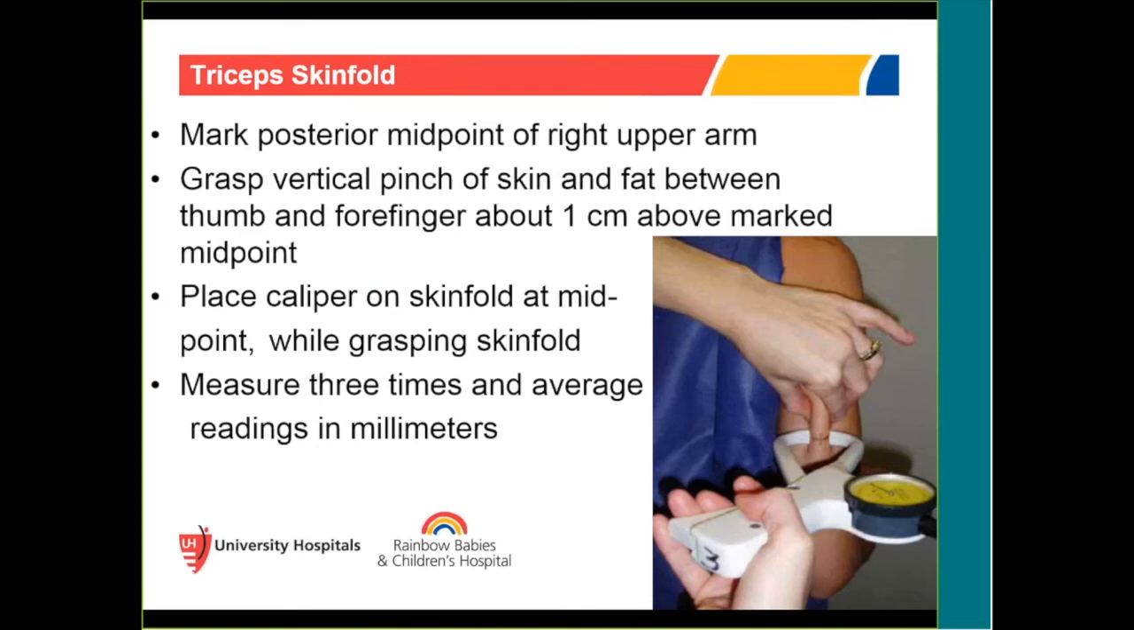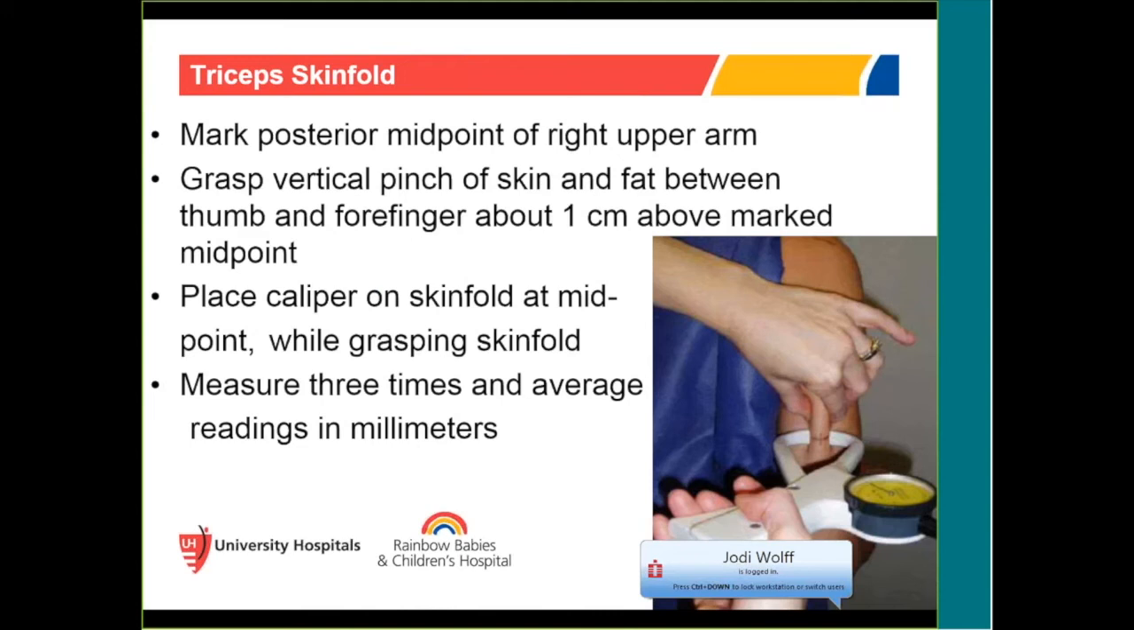So to do a tricep skin fold measurement, we would, again, go to that midpoint that we used for the mid-upper arm circumference measurement. We want to grasp a vertical pinch of skin between the thumb and the forefinger, about a centimeter above that marked midpoint. Place that caliper there at the midpoint, and you want to be sure to keep that skin fold in your finger. So don't let go of that and just let the calipers hold the patient's skin. You want to keep holding that skin fold while you're doing the measurements.